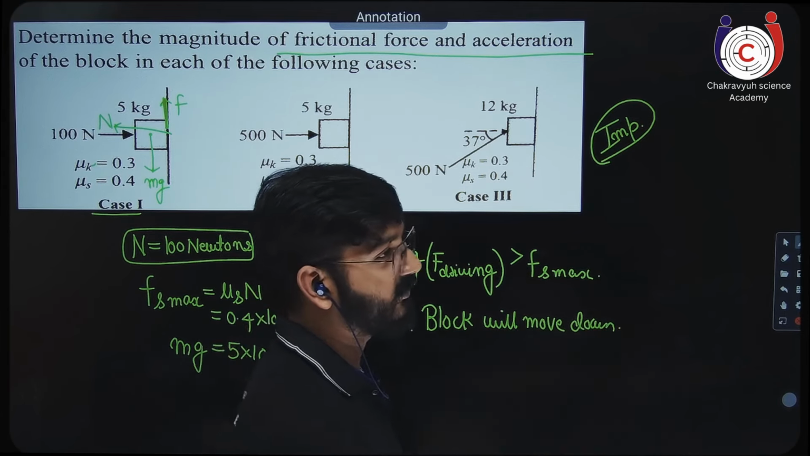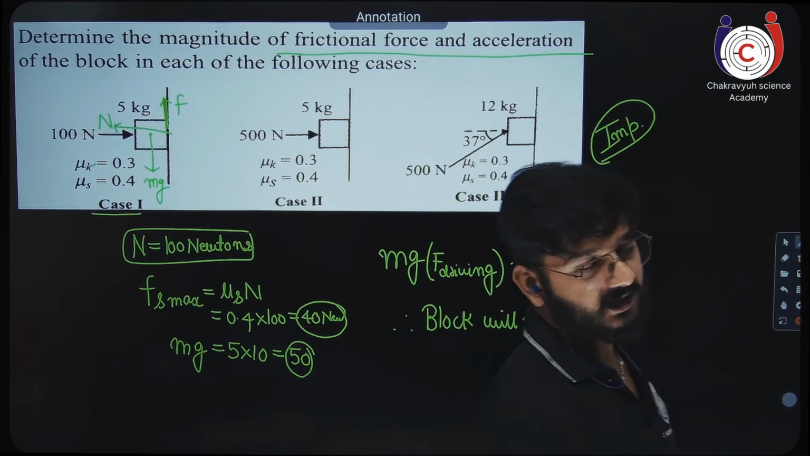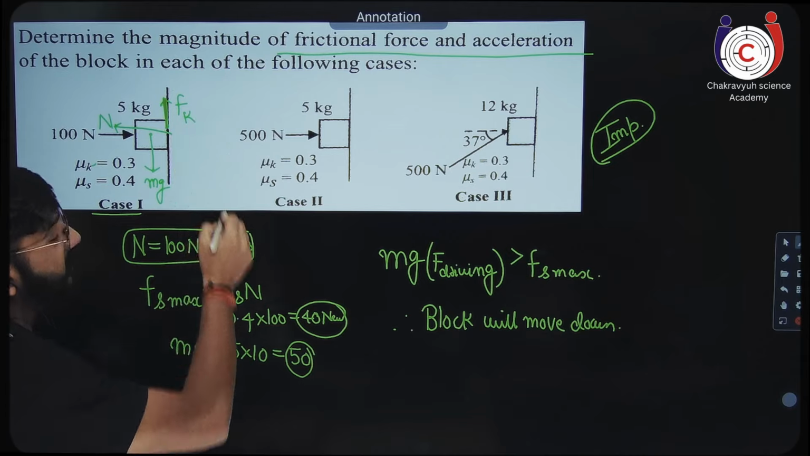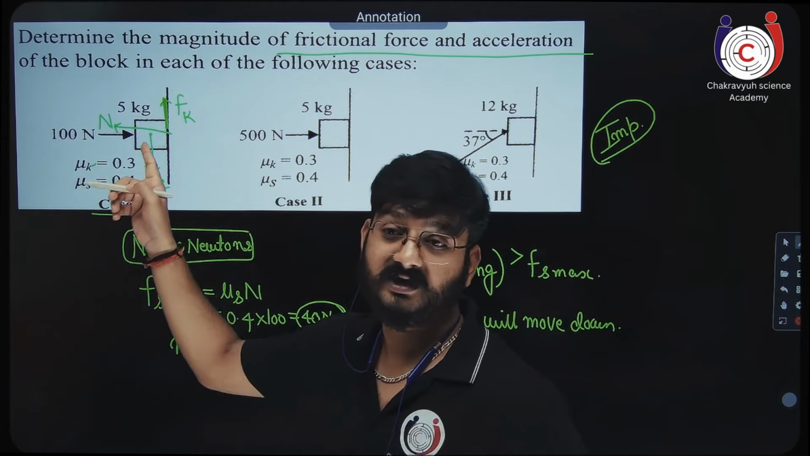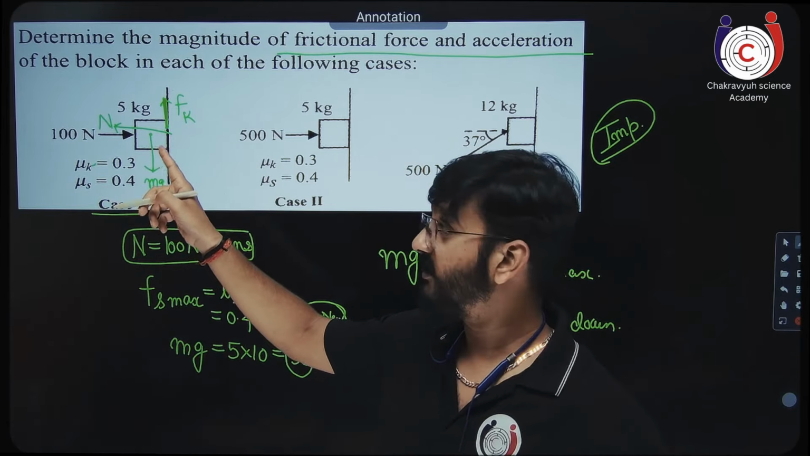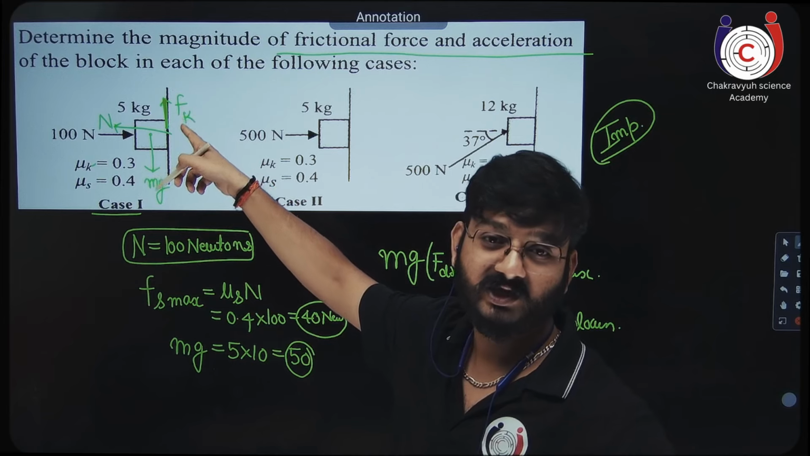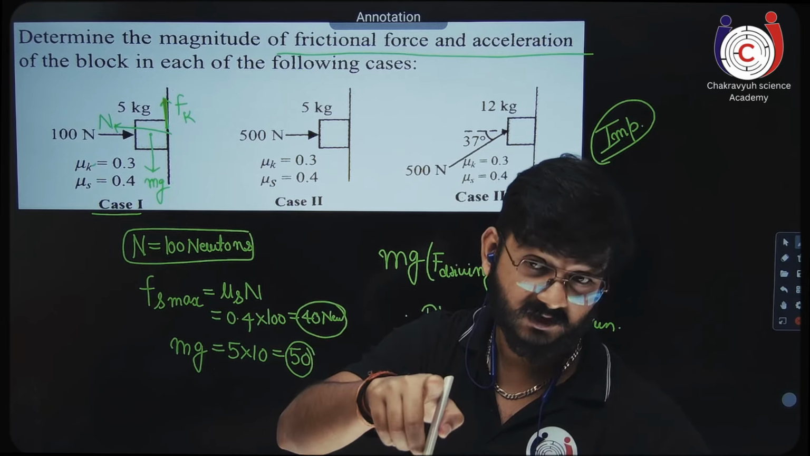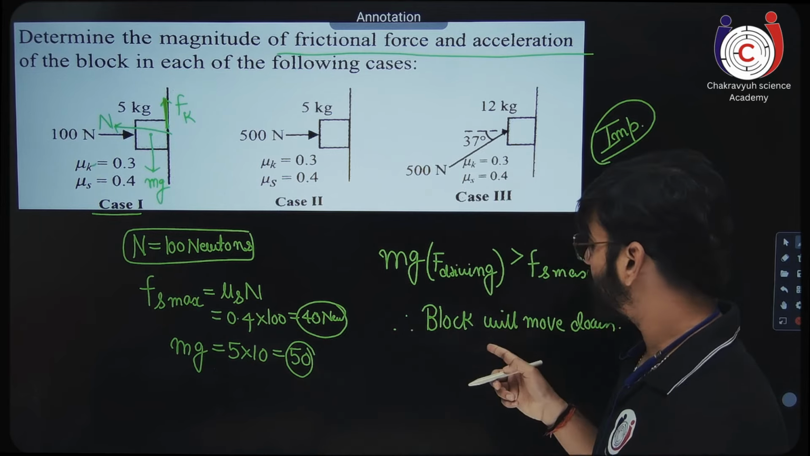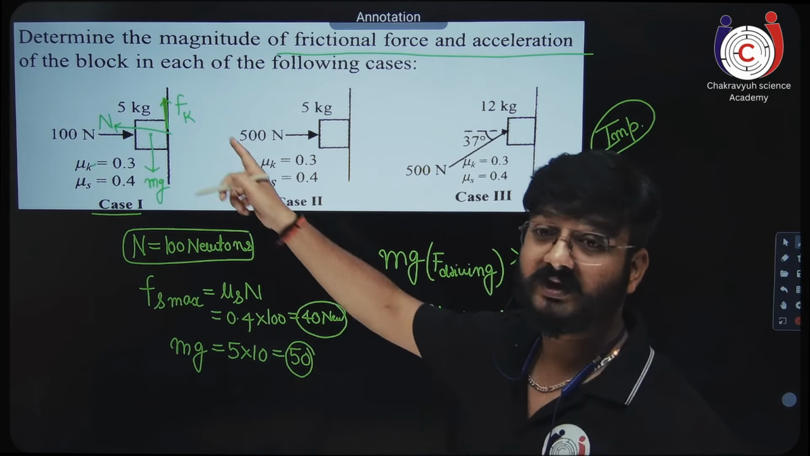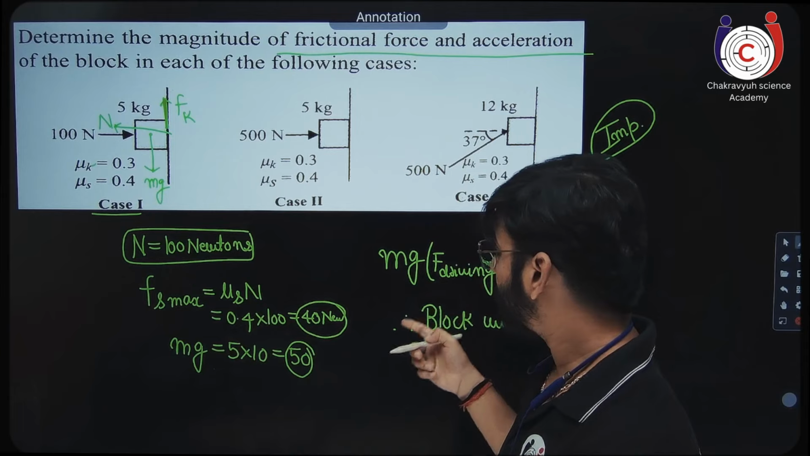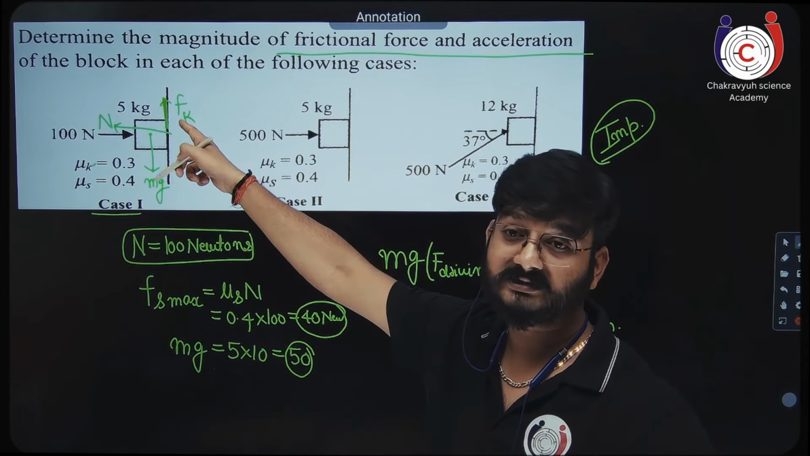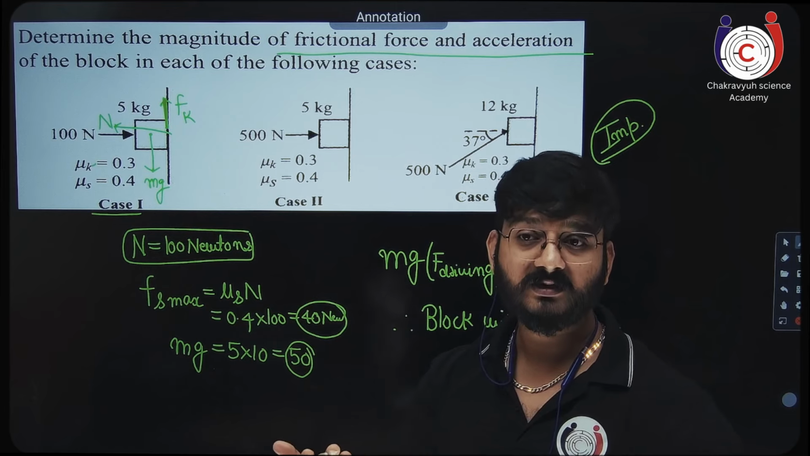When the object moves, what friction acts? Kinetic. So this friction will be Fs or Fk? Fk. That is the reason I didn't write it in the starting. I was waiting for someone to ask, sir, whether it is Fs or Fk. You will write this once you decide whether the object will move or not. Once you do this calculation and know that the object will move, then you will write Fk. If this mg was less than Fs max, will it move? No. Then it will be Fs because it is not moving.